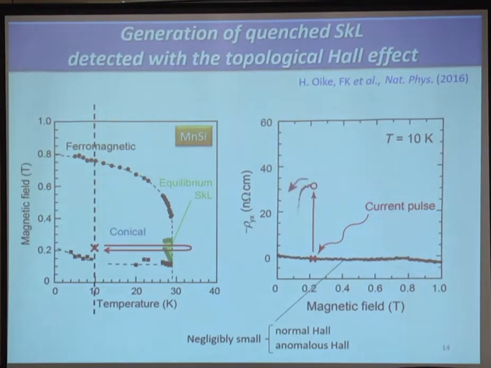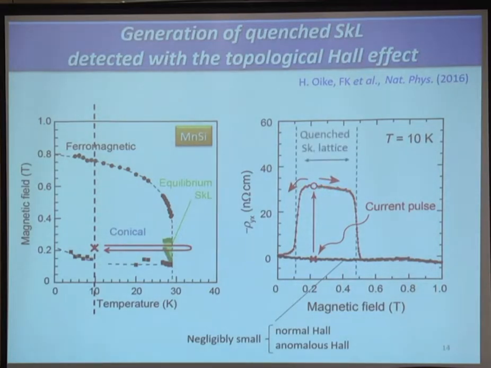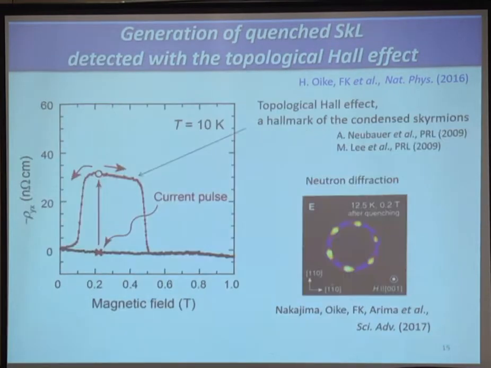When we decrease or increase the magnetic field from this point, we found that the Hall effect remains enhanced in some field range, and then sharply drops to the previous value. So this observation indicates that the Skyrmion lattice is quenched as a result of rapid cooling. Later on, this conclusion was directly confirmed by a neutron scattering experiment.